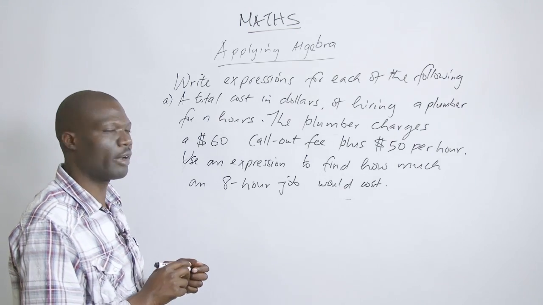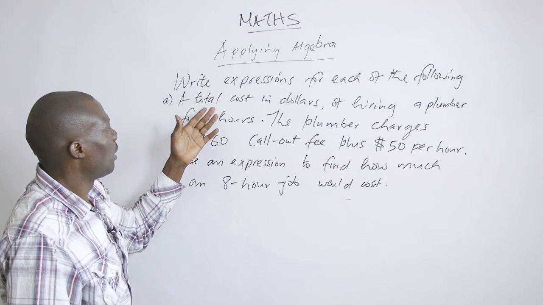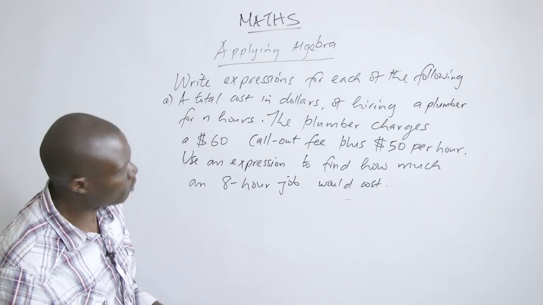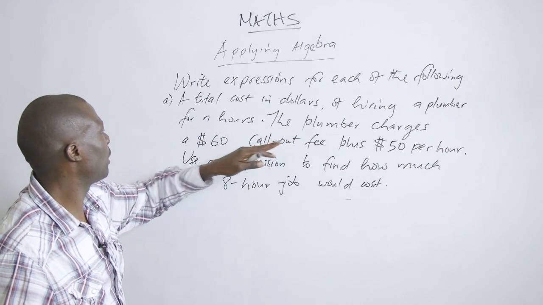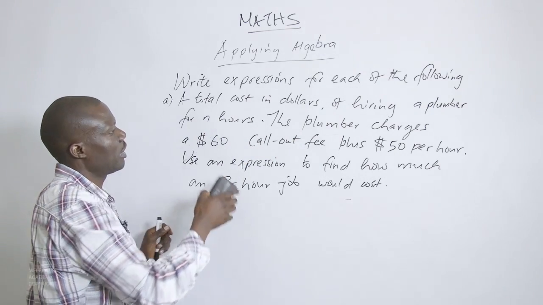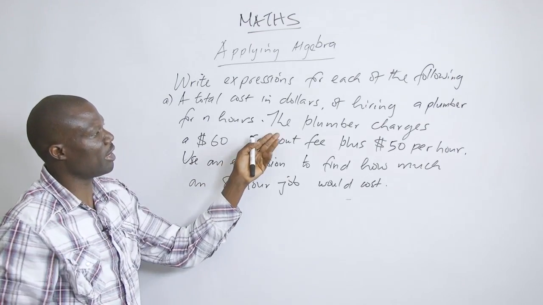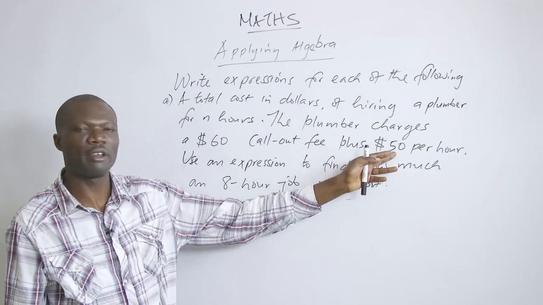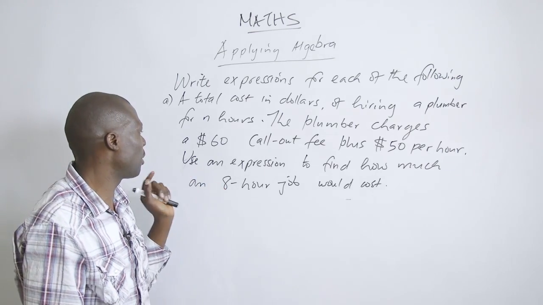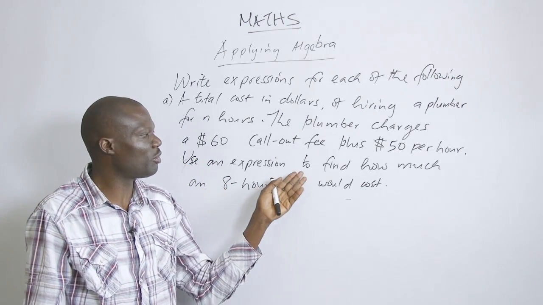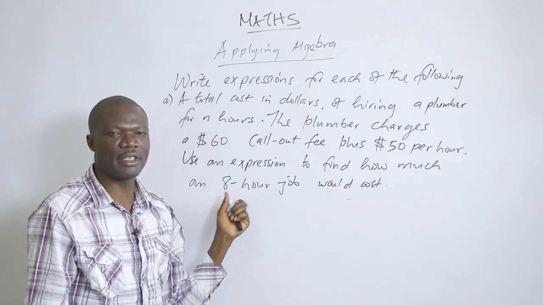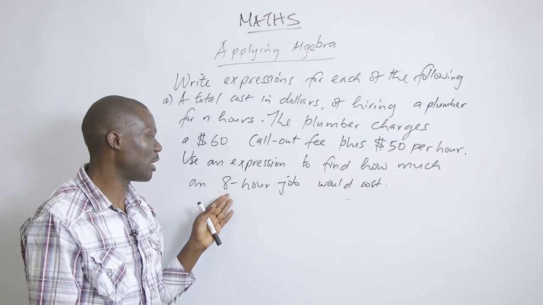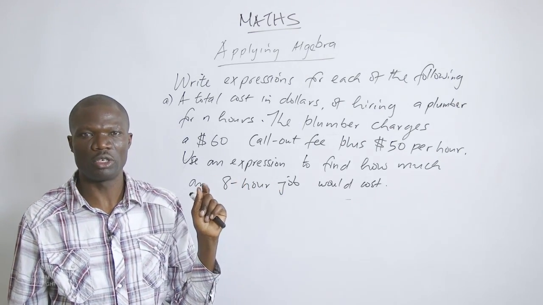Now here, again, related to a plumber, we want to find the total cost of hiring a plumber. This time we want it in n hours, and the plumber charges $60 call-out fee plus $50 per hour. Now, use the expression to find how much an 8-hour job would cost.